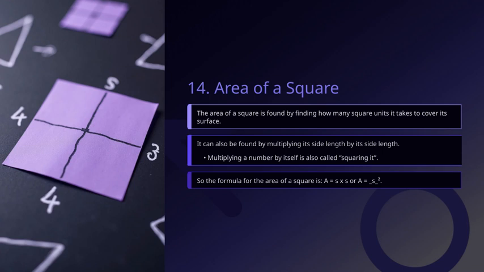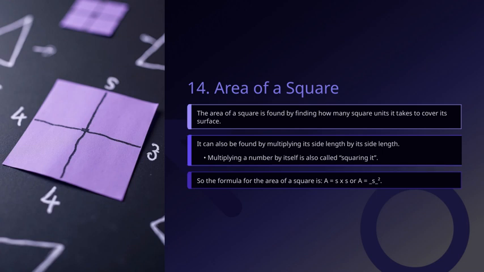You can find this by multiplying the length of one side by itself, since all sides of a square are equal. This means if you know the length of a side, you just multiply that number by itself to get the area. Multiplying a number by itself is called squaring it, a key concept here. So the formula for the area of a square is written as A equals S times S, or simply A equals S squared. Remember, this approach makes calculating the area straightforward once you know the side length.